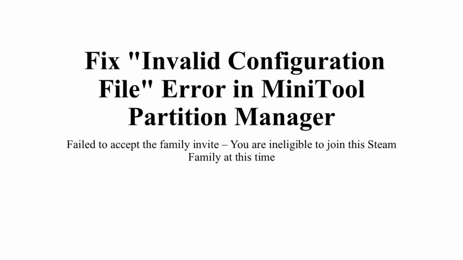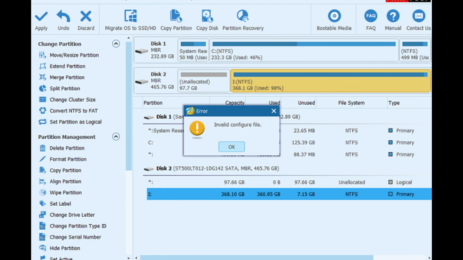In today's video, I'll be showing you how to fix an error in the MiniTool Partition Manager software that occurs when you try to extend a drive. So what's the error? Whenever you try to extend a drive and hit apply, it shows an error that says something like invalid configuration file. But don't worry, in this video, I'll guide you step by step on how to fix this error and successfully extend your C drive. First, open Google Chrome or any browser you prefer.